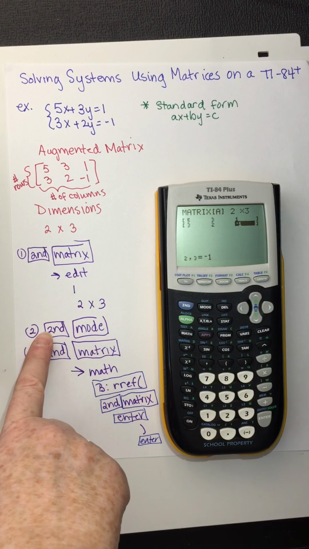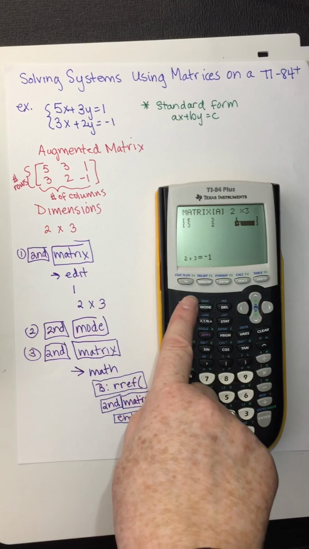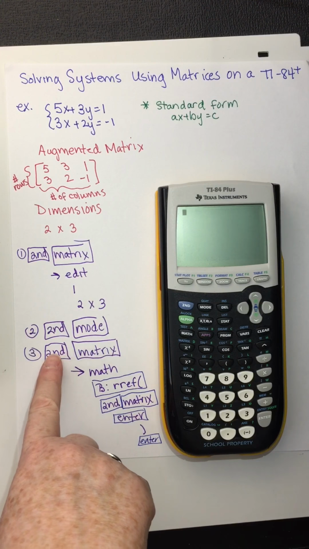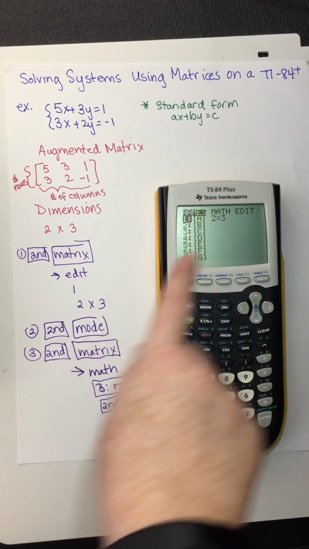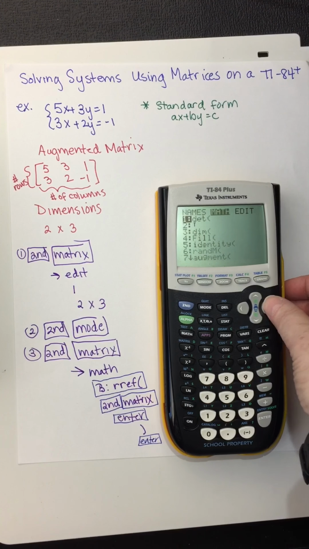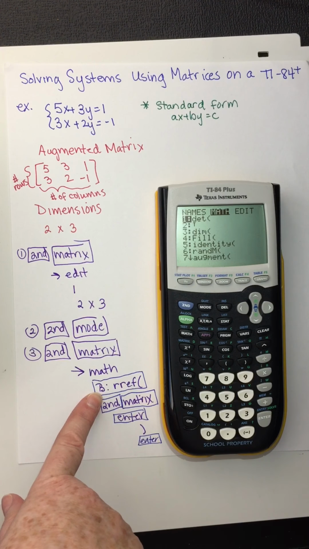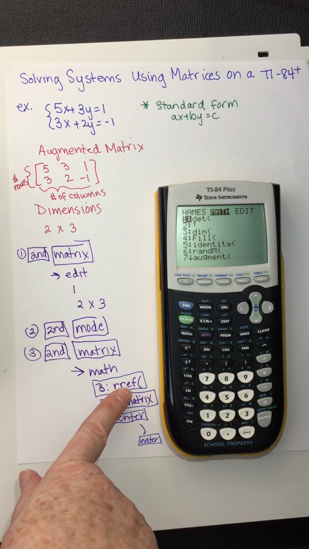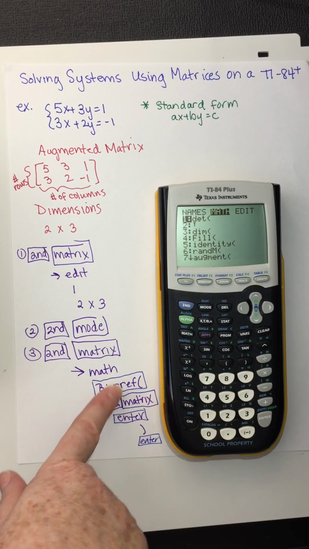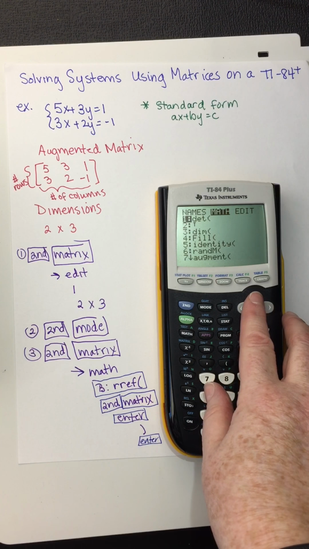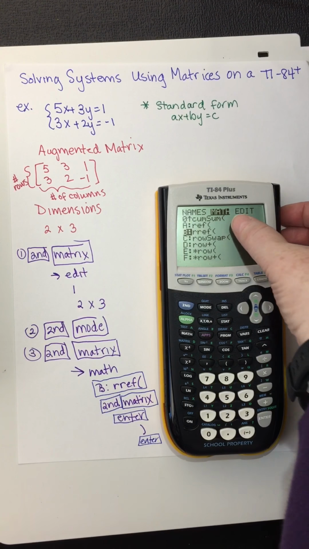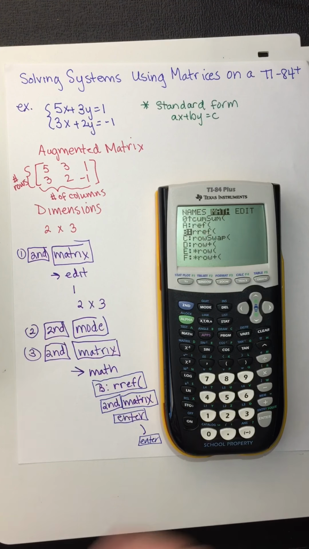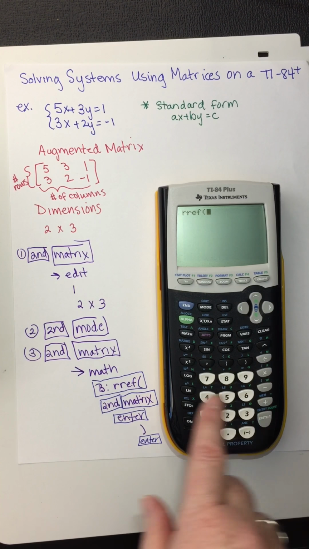Now I need to exit out of matrix mode by hitting second mode. I'm going to go back into matrix mode. And I'm going to go to the math menu, which is right here, arrow over. And I need to find the command to put our matrix in reduced row echelon form, or the rref command. I could scroll down, but it's quicker if I scroll up to the B option. Be careful because the option above it is very similar. That's row echelon form, but we want reduced row echelon form. I'm going to choose that.